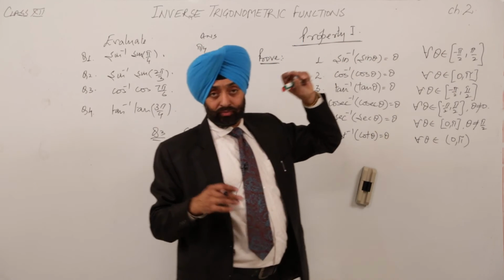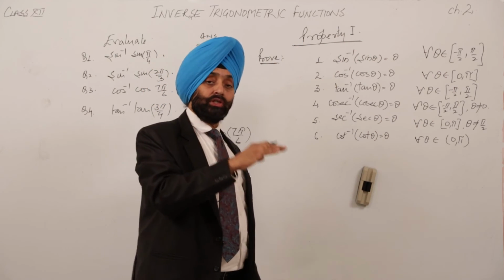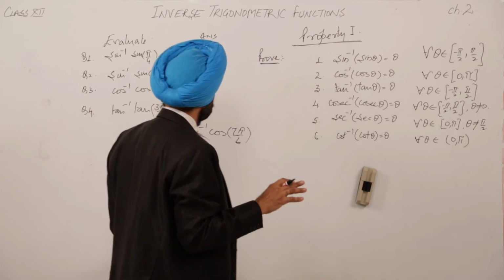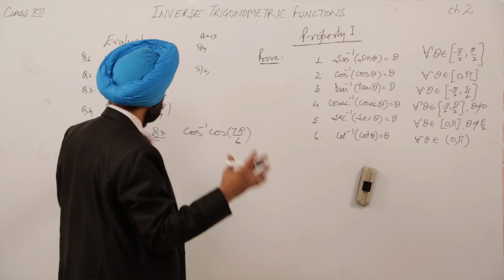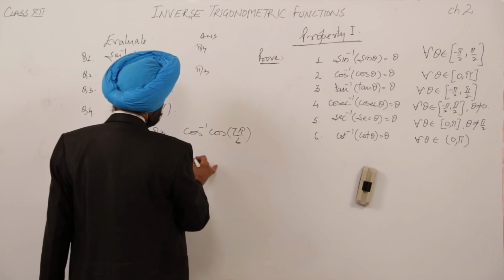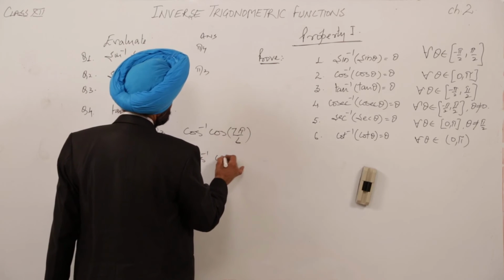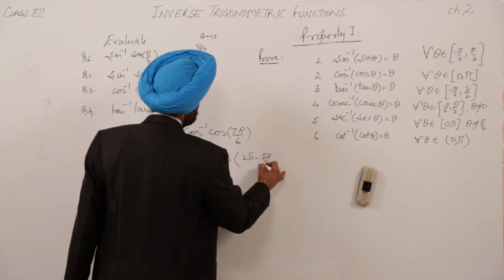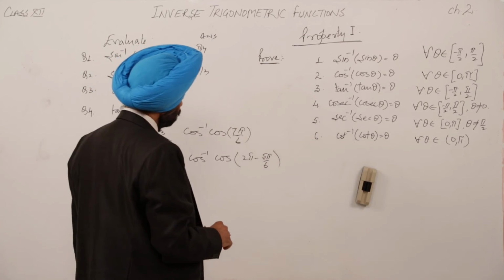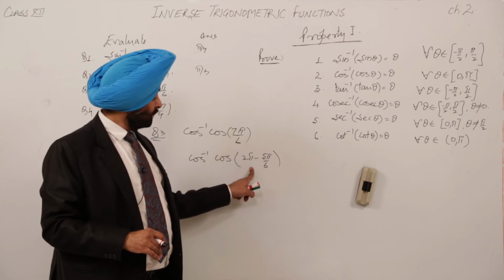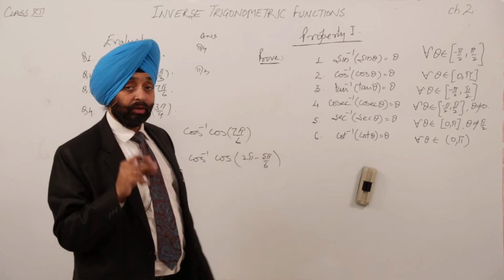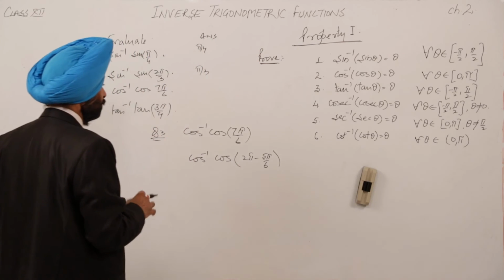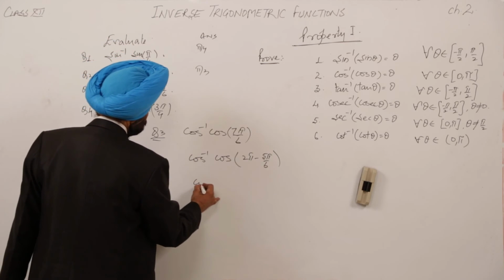And what should the result be? What are the parameters for the principal values? It is between 0 and 180 degrees. 210 crosses 180, so we have to first change it. Can I write it like this: cos inverse cos of 2 pi minus 5 pi by 6? Is it okay? Because 12 by 6 minus 5 by 6 is 7 pi by 6, and 5 pi by 6 is 150 degrees.